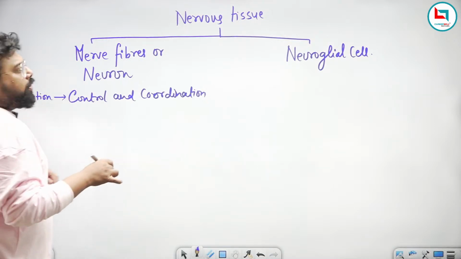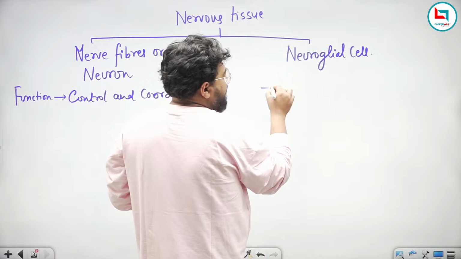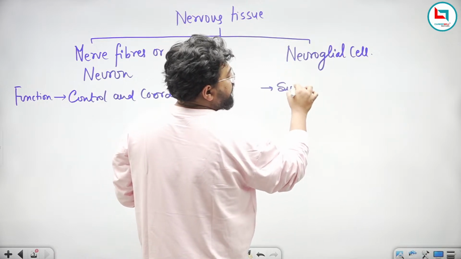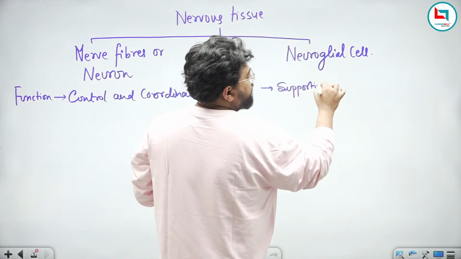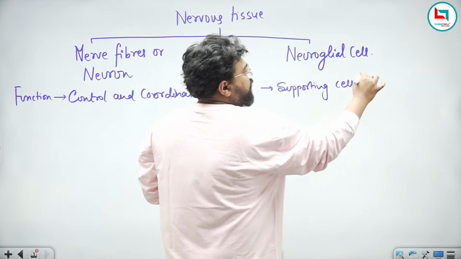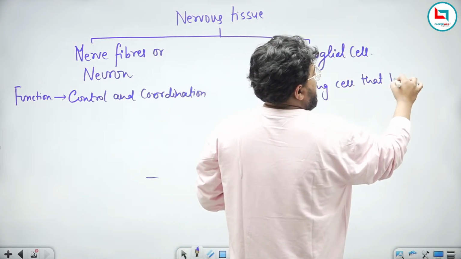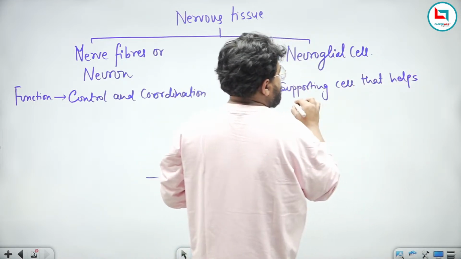Now, if we talk about the neuroglial cells, these are the supporting cells that help neuron.